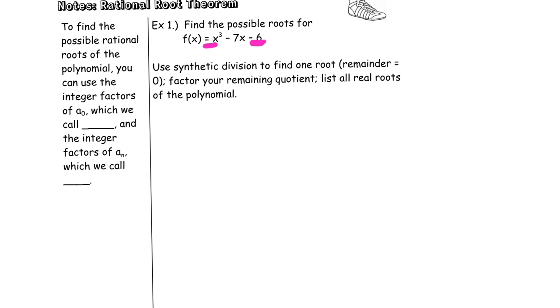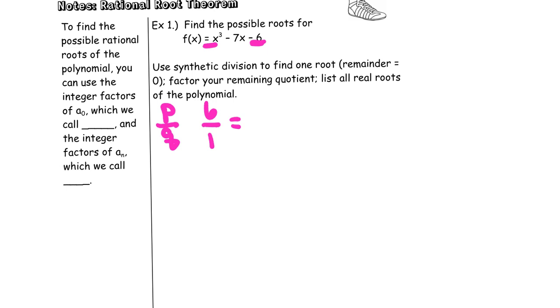Gracie, you with me? So we call them the P's and Q's. The P is going to be the last one. This is the part where we mess up. We tend to want to put this on the bottom. And then the Q is going to be the first one. This is going to give us all our possible rational roots.